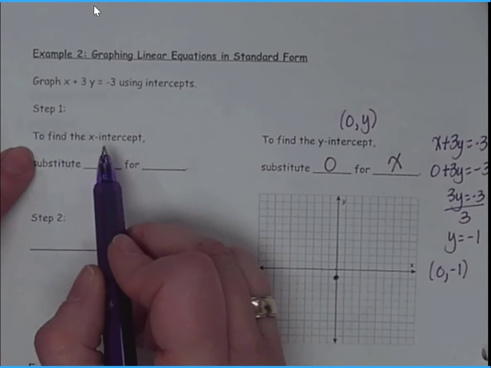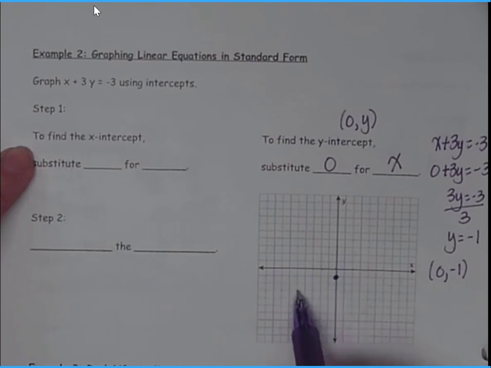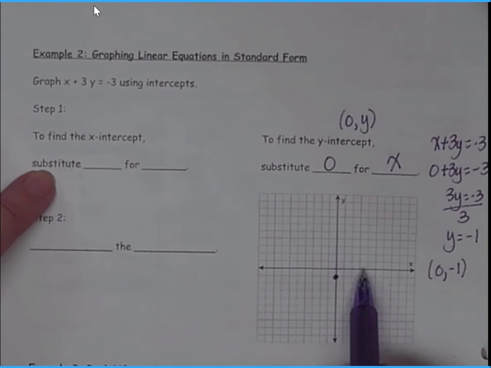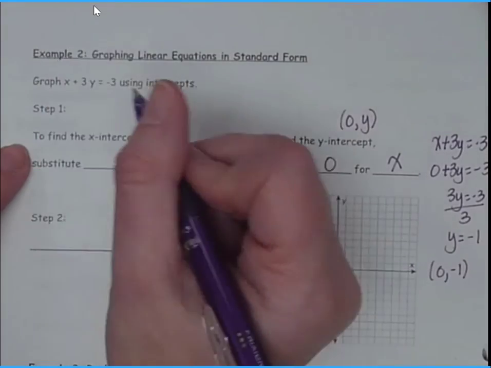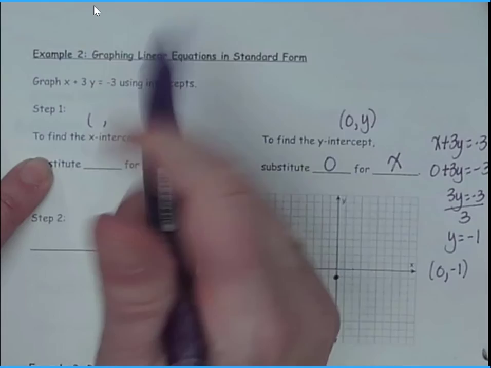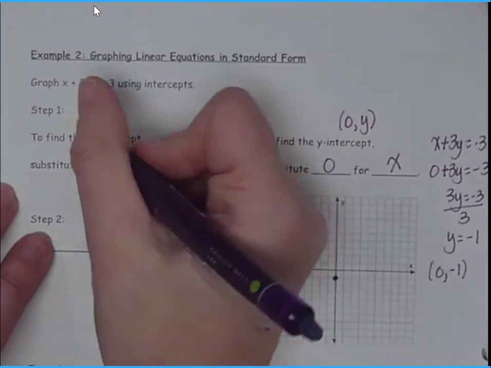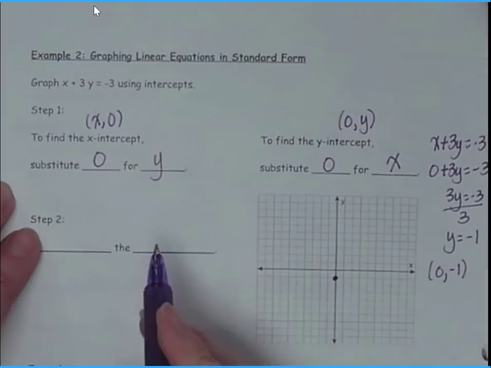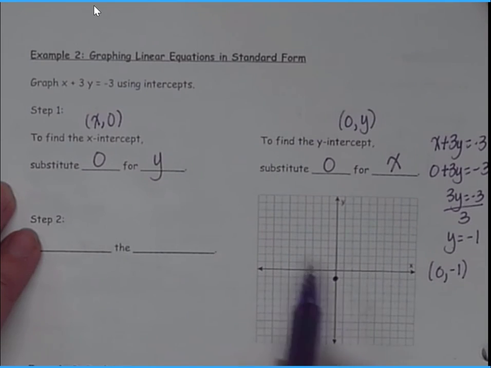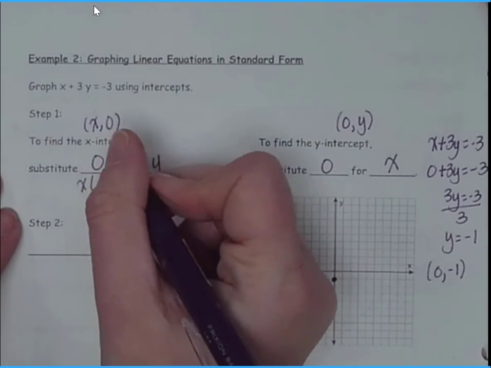Now, if I want to find the x-intercept, that means I'm going to move left or right and not up or down. So that means I'm going to have a value for my x, but my y should be 0. Oops, that's my x. My y is going to be 0, and my x is going to be a number. So I'm going to substitute 0 for y. Sometimes it's a little counterintuitive, but if you think about where it's at on the axis, that might help you out a little bit.